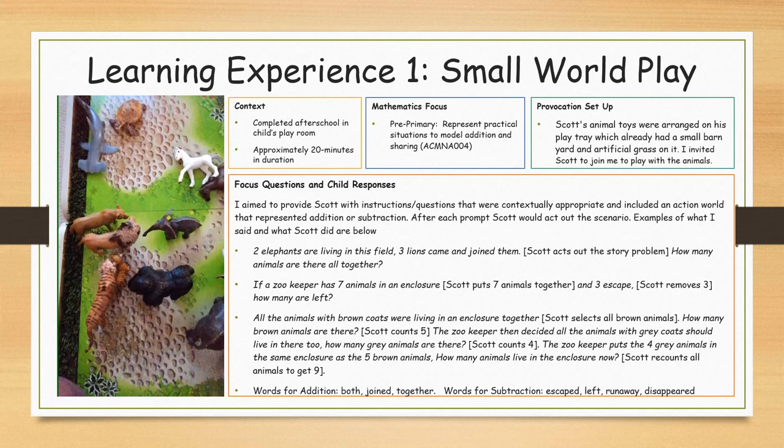I then said, the zookeeper decides that all the animals with grey coat should also live in here. How many grey animals are there? Scott counted 4. The zookeeper then puts 4 grey animals in the same enclosure as the 5 brown animals.